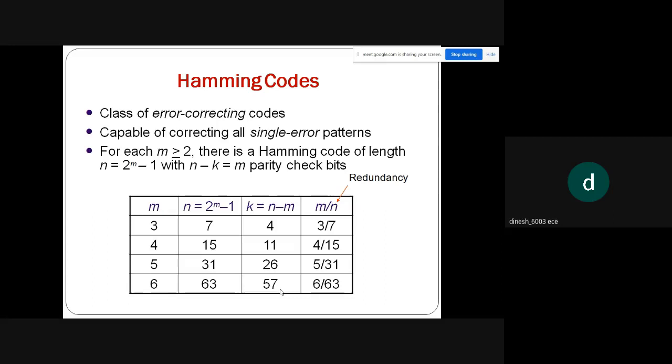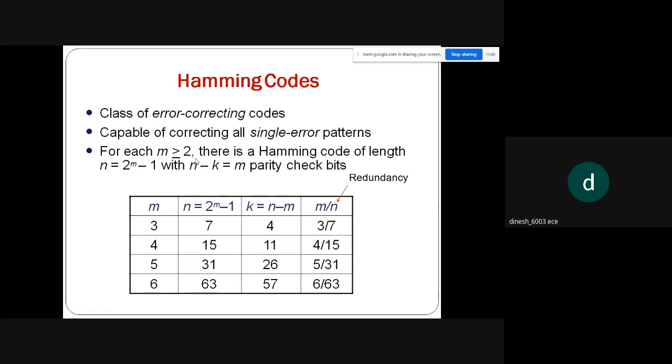Hamming codes are a type or a subdivision of error correcting codes. Error correcting can be done only when error detection is being done. If error detection is done, error correcting can be done easily. So for detecting the errors, we require Hamming distance, and Hamming codes are generated with this condition: m greater than or equal to 2.